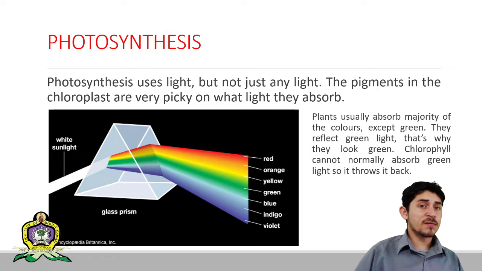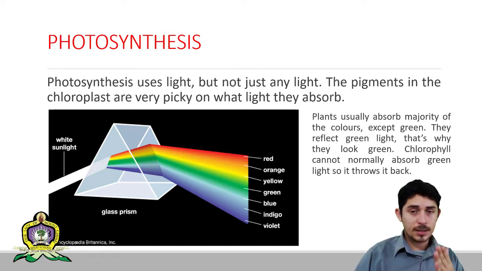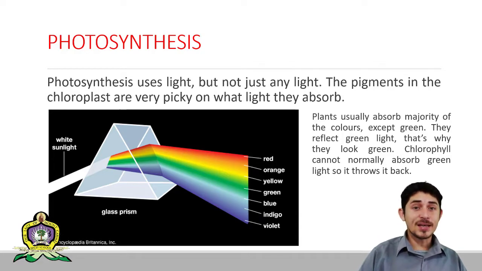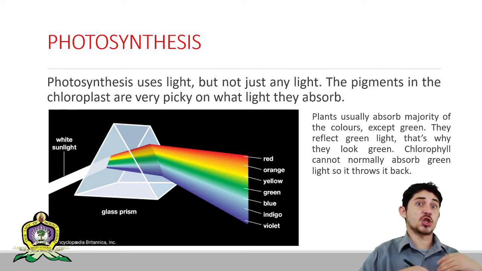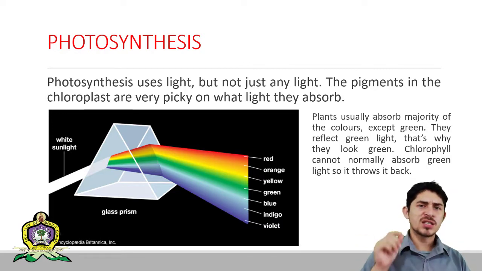And what happens in photosynthesis? We heard that light is captured, but that is not as simple as it sounds. Yes, photosynthesis uses light, but it does not use just any light. It uses specific wavelengths of light.